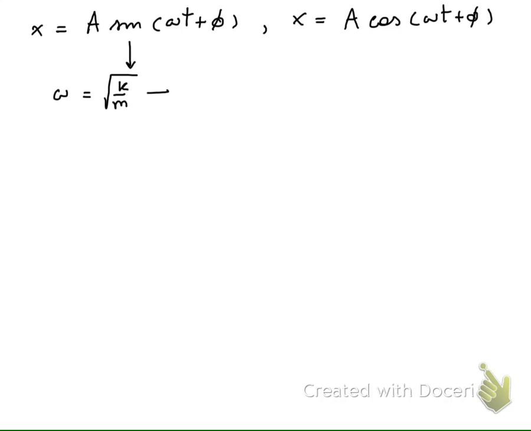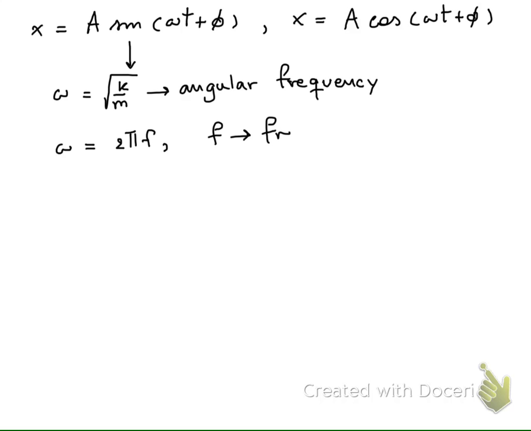We call this omega the angular frequency, which is related to the frequency by omega equals 2 pi f, where f is the frequency.